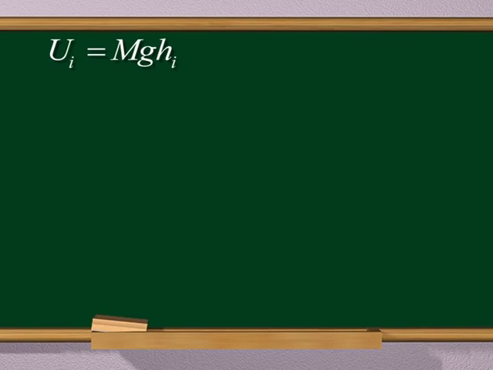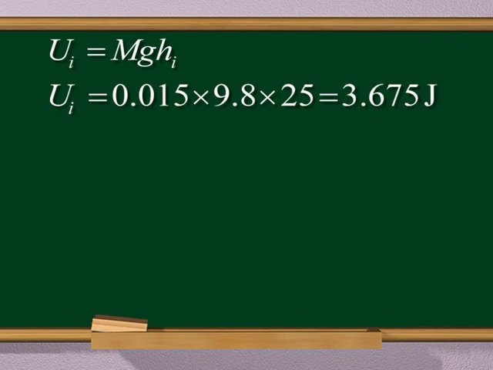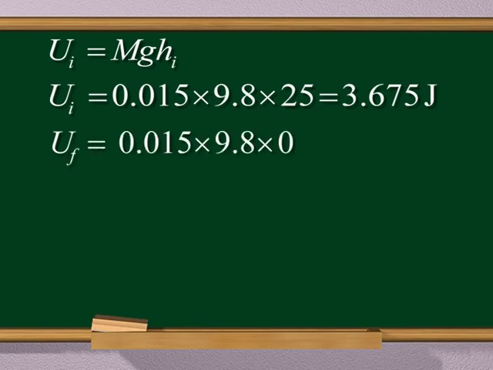Now, substituting the values of m, g and hi in the equation for initial potential energy, we get Ui as equal to 0.015 into 9.8 into 25, which is calculated out as equal to 3.675 joules. Similarly, final potential energy Uf is equal to 0.015 into 9.8 into 0, that is equal to 0.